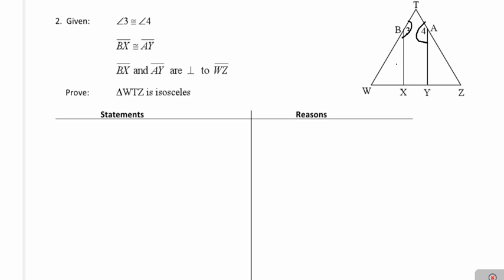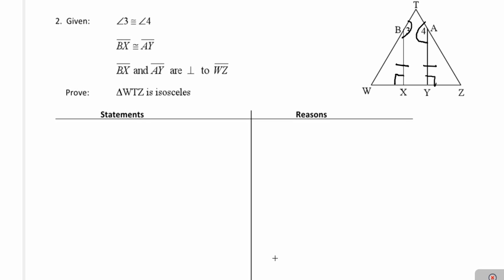Okay, in this last example, we are given that angle 3 is congruent to angle 4, so I'm going to put tick marks on those angles. We're given that segment BX is congruent to segment AY, and that BX and AY are perpendicular to segment WZ. And we want to prove that the large triangle, triangle WTZ, is isosceles.